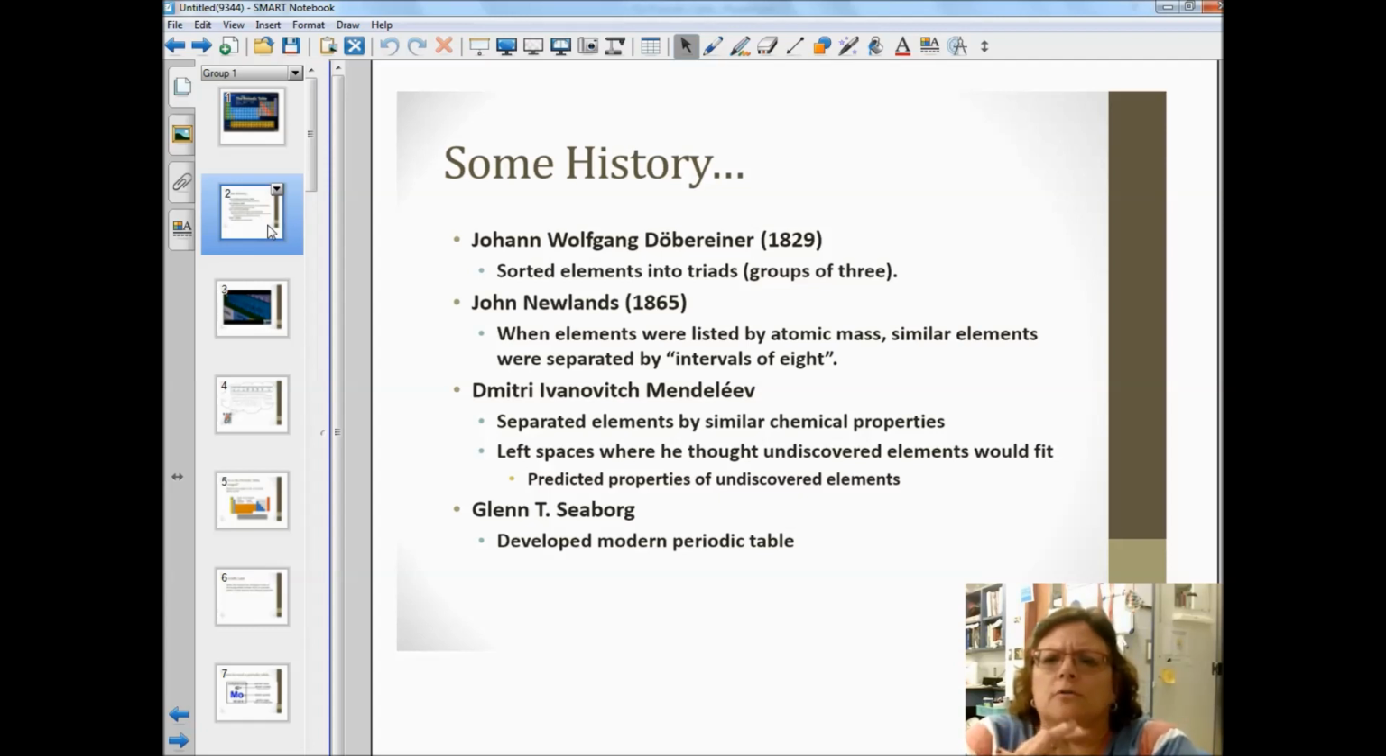Johann Wolfgang Dobereiner, in 1829, sorted the known elements into what he called triads, groups of three. John Newlands, in 1865, noticed that when you listed out the elements by mass, similar elements were separated into intervals of 8. I think he even used the term octaves at one point to compare it to music. Mendeleev separated elements by their chemical properties and then ordered them by their mass, and he would leave spaces if something was missing. And then Glenn Seaborg developed the modern periodic table.